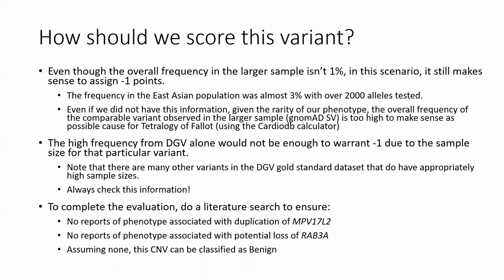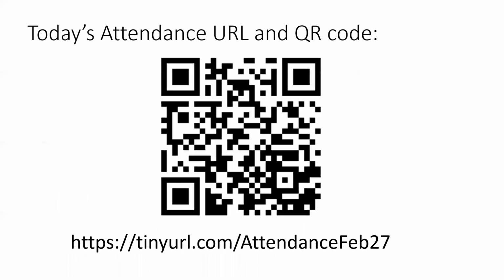To complete the evaluation, do a quick literature search to ensure that there are no reports of a phenotype associated with whole gene duplications of MPV17L2, or with the potential loss of RAB3A, which was the gene that was potentially disrupted by the duplication. Assuming none, the CNV can be classified as benign.